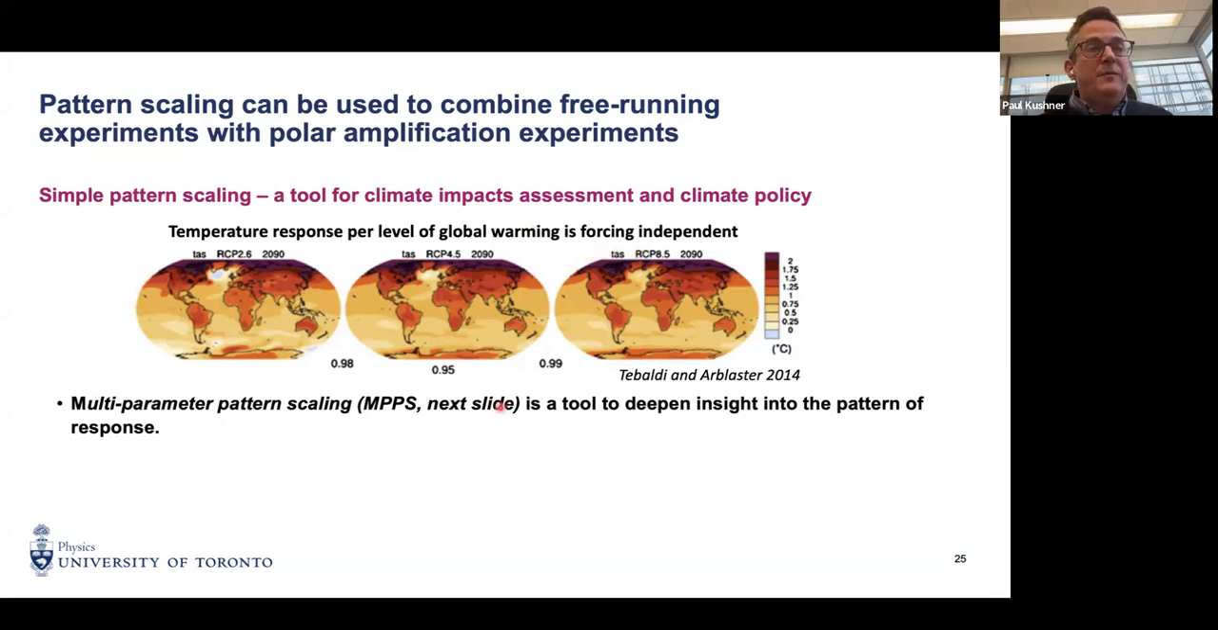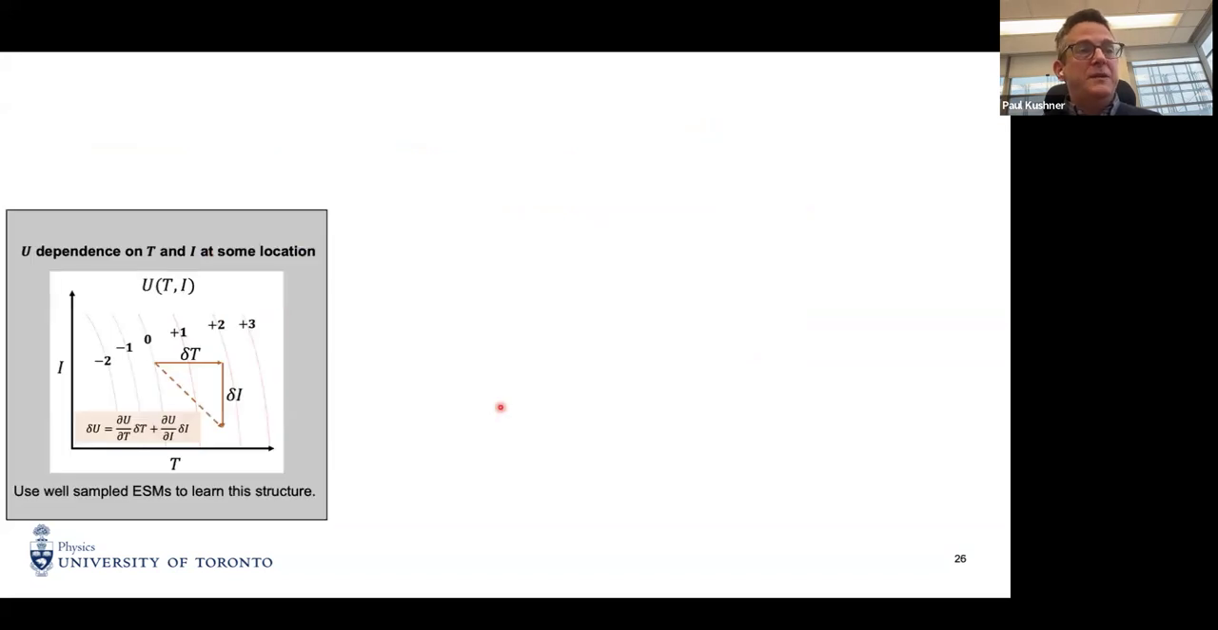We're looking at this method, and we've modified it to think about the variability across the pattern of Arctic warming as well. So we're using multi-parameter pattern scaling, and I want to summarize it in a slide or two. The idea is that we posit some dependence of a variable on internal scaling parameters. For example, here I have the zonal mean zonal wind at some location as a function of T, the global temperature, and I, some measure of ice. The contours here represent the variability of U on these internal scaling parameters.